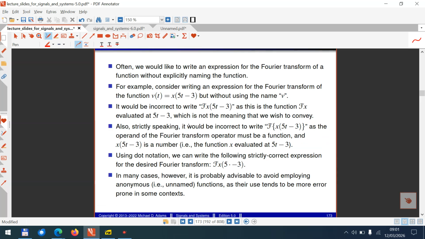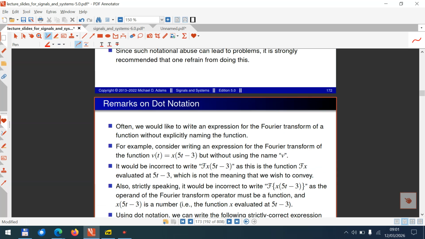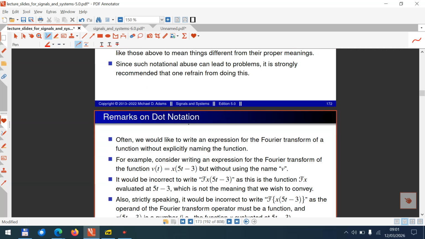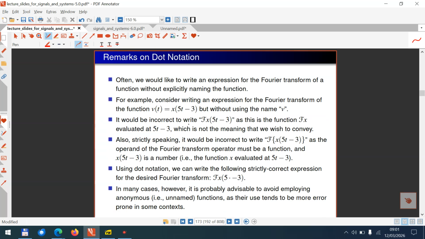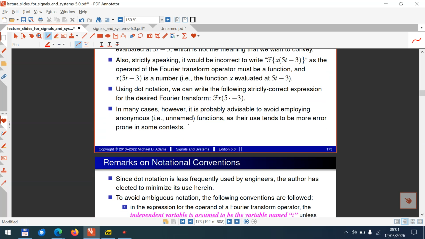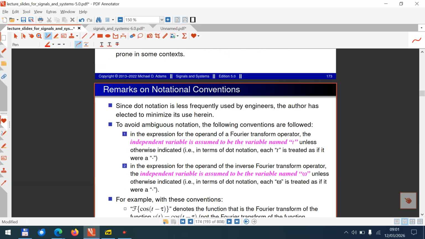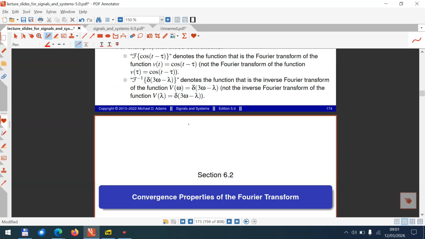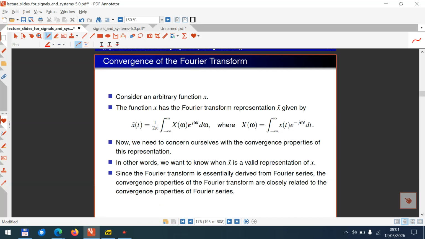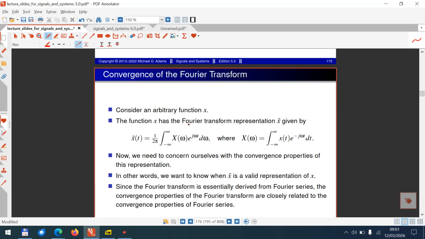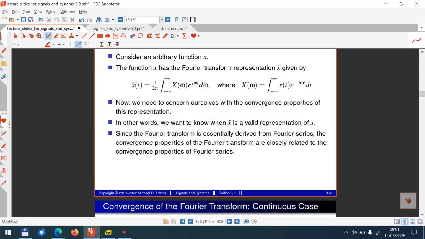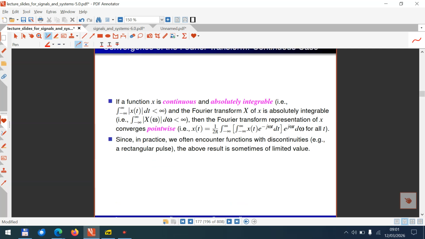Let's see if we can have any other things. You can look at these slides yourself. I have discussed these things in other lectures. The dot notation, and when can you replace the dot with a t, arbitrary, indeterminate. I don't want to discuss this. I have been telling this many times. Convergence. He is discussing the issue of convergence, which I already did.